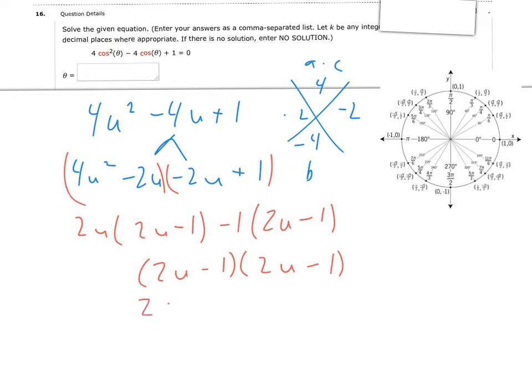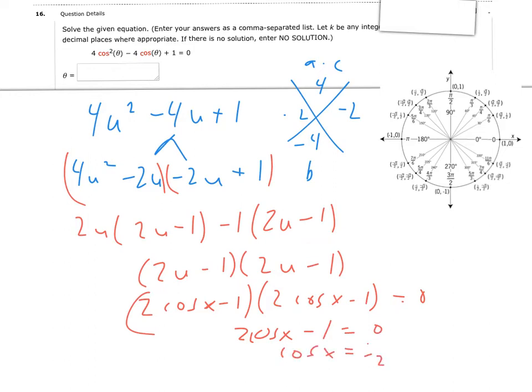And that really means it's 2 cosine x minus 1, 2 cosine x minus 1. So I did get the same thing twice, so I actually only need to set it equal to 0 once, because obviously that'll give me the same answer. And so we're looking for cosine x to equal 1/2. And so that is right here and right here.